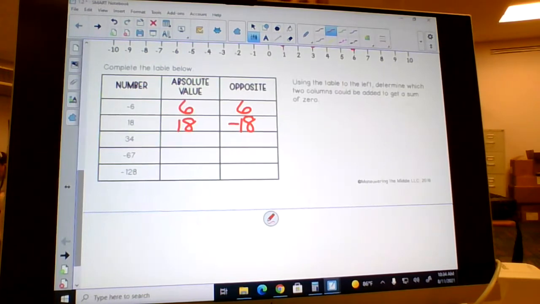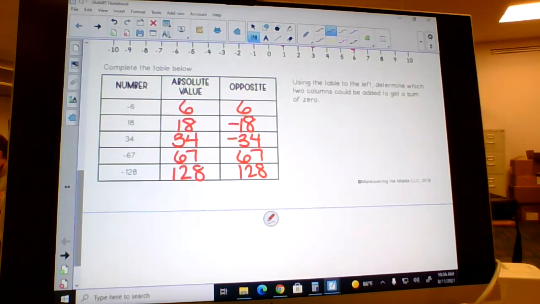Okay, good job. Alright, so absolute value of 34 is 34. What's the opposite of 34? Negative 34. Okay. Alright, absolute value of negative 67. 67. Opposite of negative 67? 67, positive. And then absolute value of negative 128. 128. And then opposite. Positive 128.